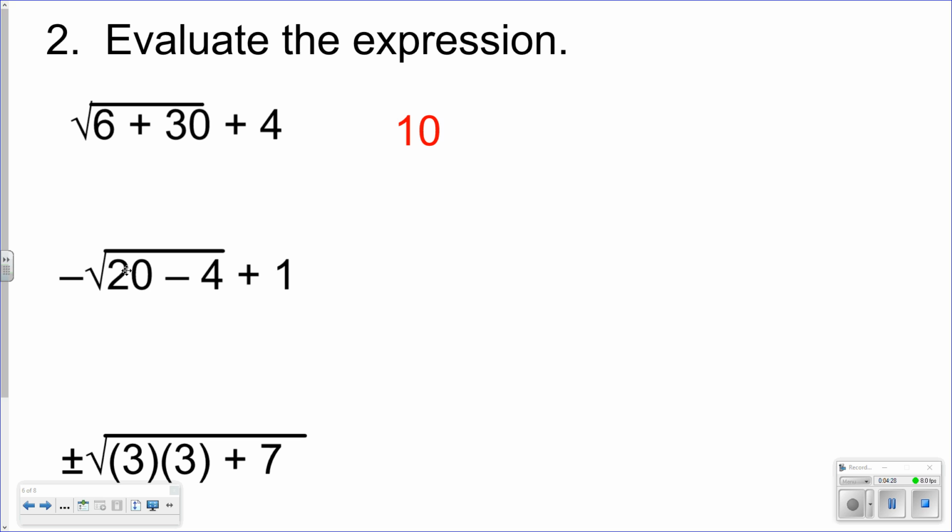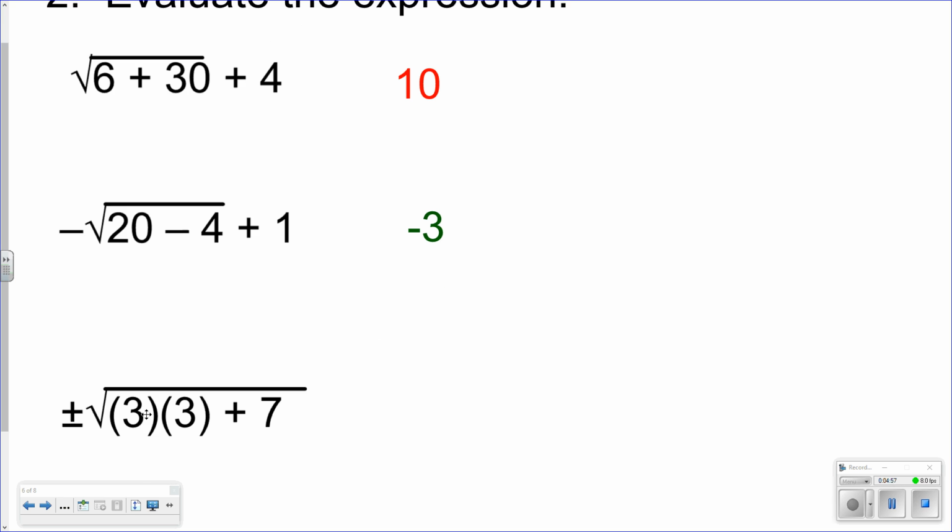All right, again, first thing I'm going to do is what's underneath the radical. So 20 minus 4 is 16. The square root of 16 is 4. Again, following our order of operations, we multiply. So this says negative 1 times the square root of 16. So that would be negative 4 plus 1, which is negative 3. Okay, next one.